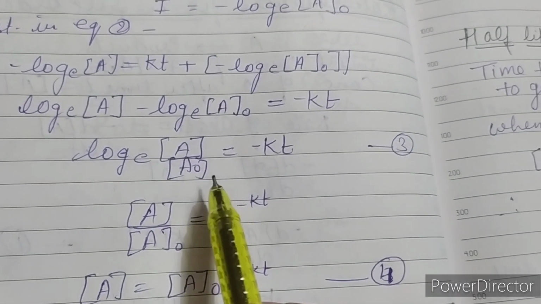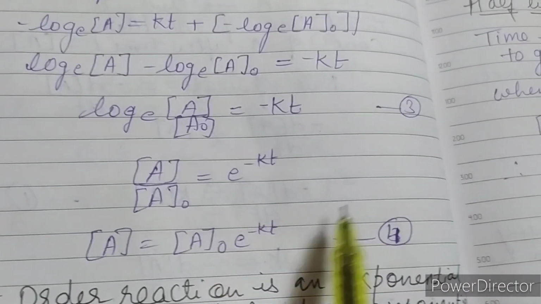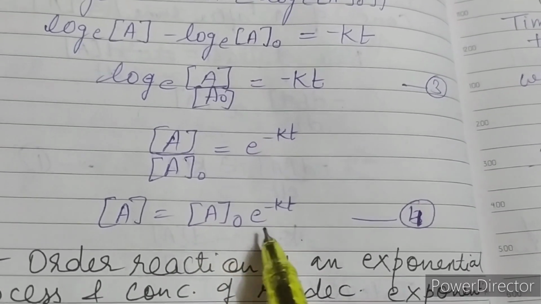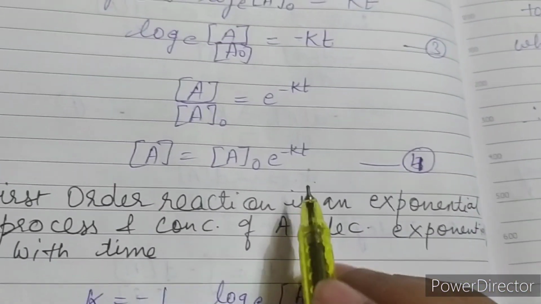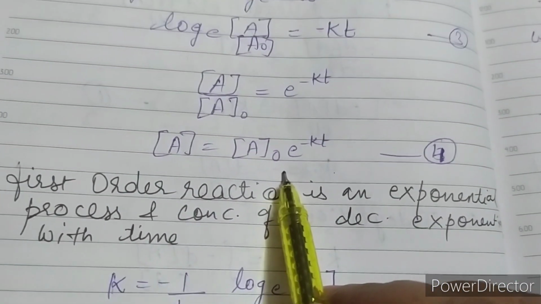you will get this equation, and on solving it we will get log e A upon A naught is equal to minus kt, and on further solving you will get the final form of this equation as A is equal to A naught e to the power minus kt. So this reaction shows that first order reaction is an exponential process and concentration of A decreases exponentially with the time.